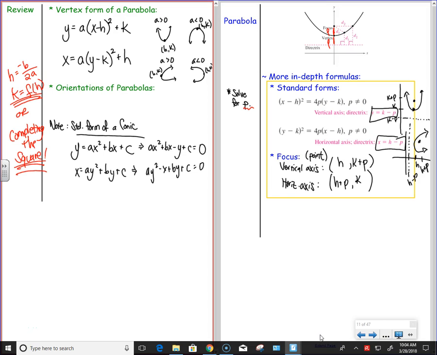Anyway, so here we go. How to find the vertex we already talked about. You guys mentioned that there's a thing called a focus. A focus, what was my hint yesterday? Where's the focus always? Inside the concavity, right? Focus is always inside the concavity.